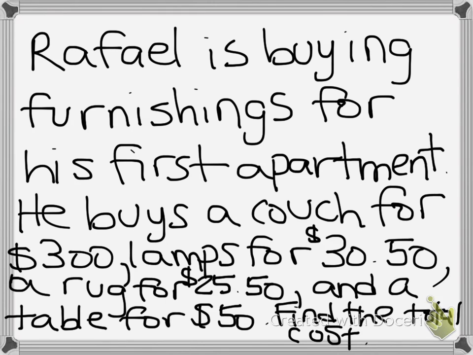The next problem I'll read to you is a word problem where you're going to be finding the total cost. Raphael is buying furnishings for his first apartment. He buys a couch for $300, lamps for $30.50, a rug for $25.50, and a table for $50. We are to find the total cost.